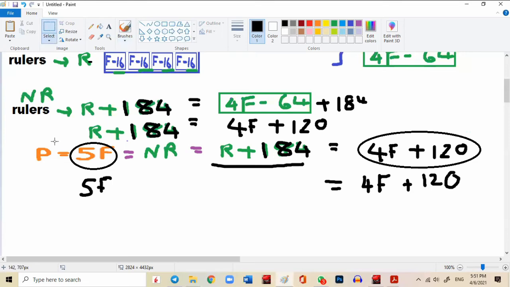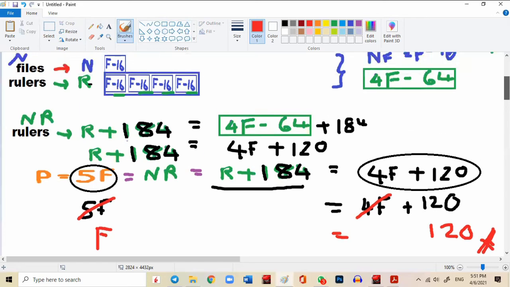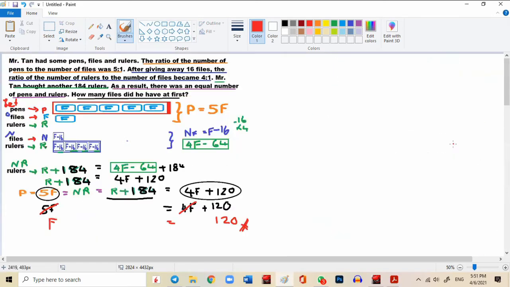Understand what I'm doing or not, people? Gavin, understand? Lisha, understand? Because of that, I cut 4F here, I cut 4F here. Now with files, F is equal to 120. That's all, because F is what they asked for. Great, that's all. Now, Gavin, done already.